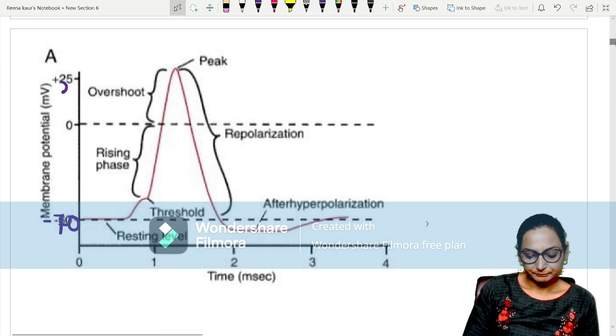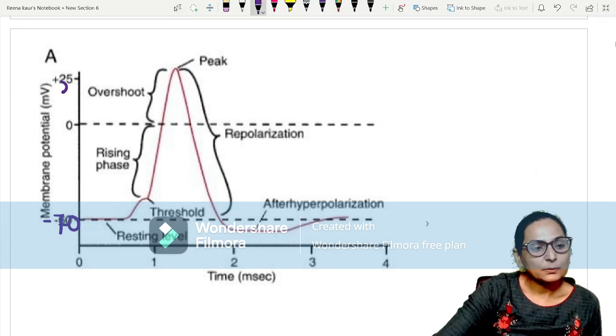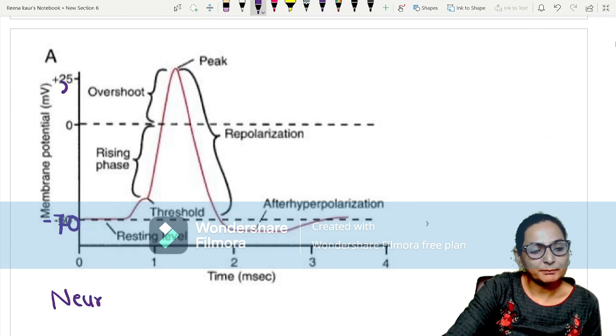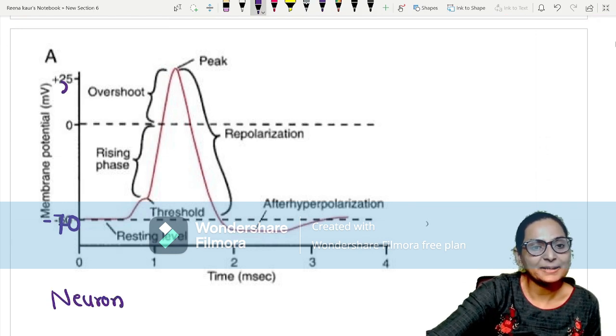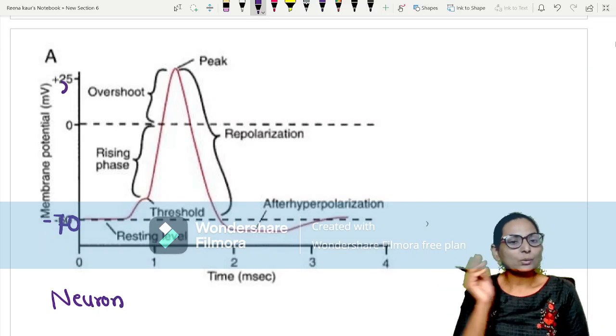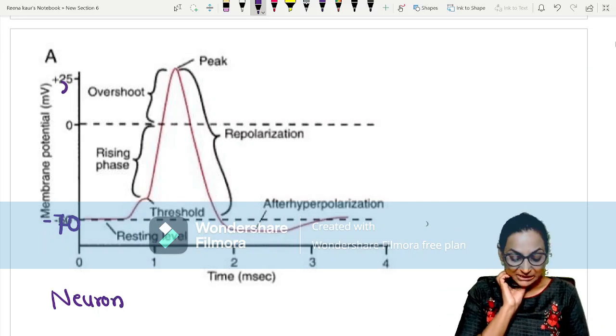Now, minus 70 millivolts means it is a neuron, because it is a spike. It is not a plateau. Where did we see a plateau? In cardiac. That is a plateau.